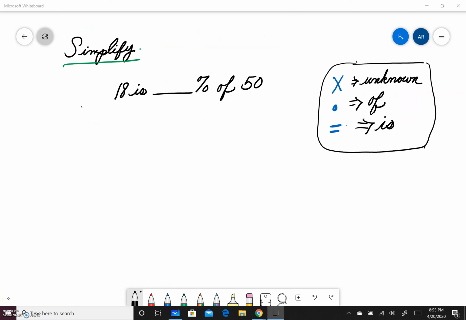Now we have a problem in our set of instructions. It's asking us to simplify. So 18 is what percent of 50? Well, we're going to translate that and then we're going to solve for the unknown.